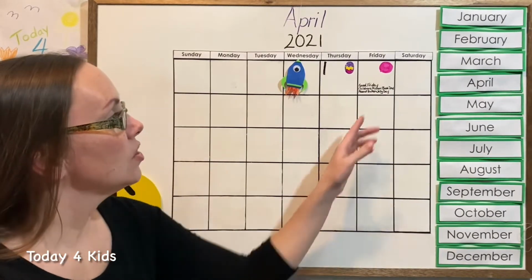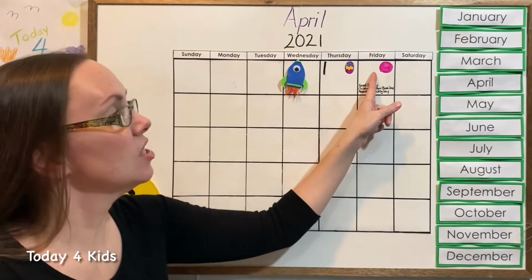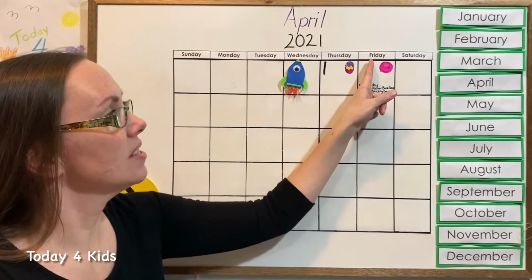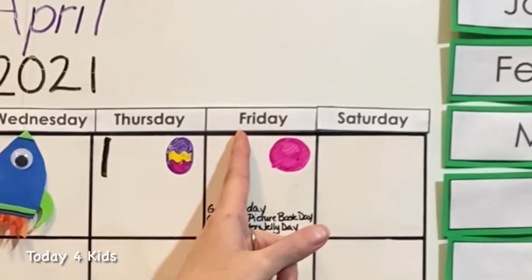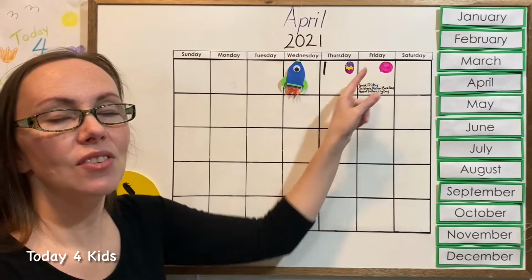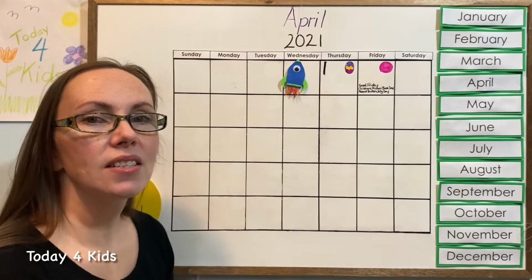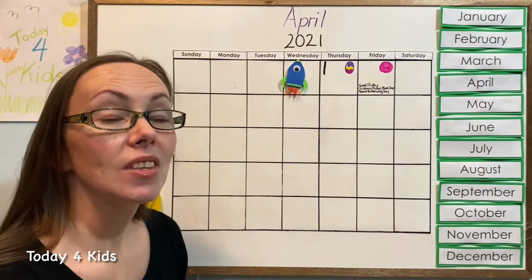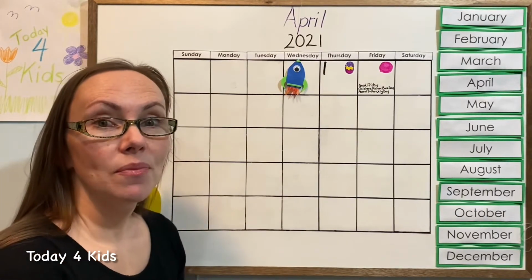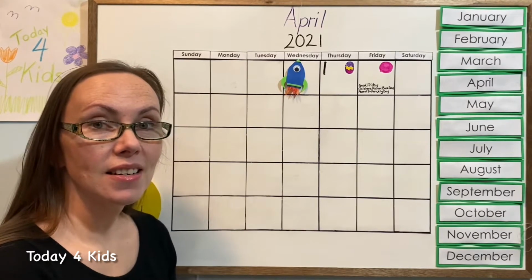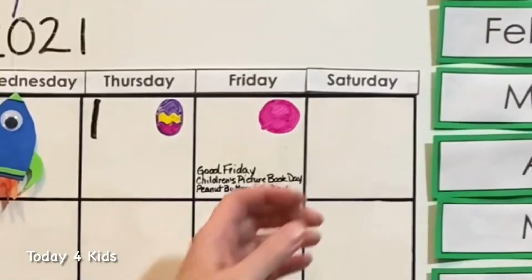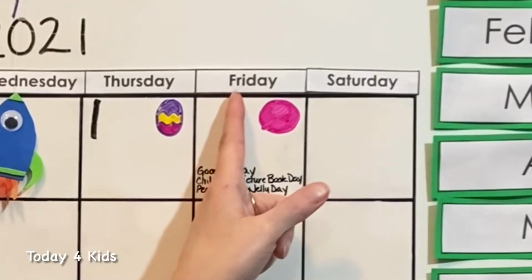So we go to our square and we're going to go up to the top and it says Friday. And Friday begins with the letter F. And F sounds like f. Can you try that? Say f. Good job. And some words that start with F are fun, friend, fly. So capital F because it's the name of our day.